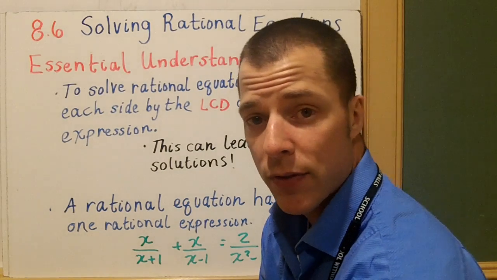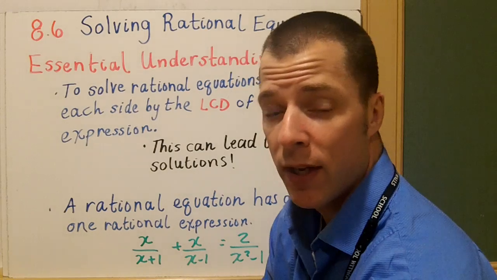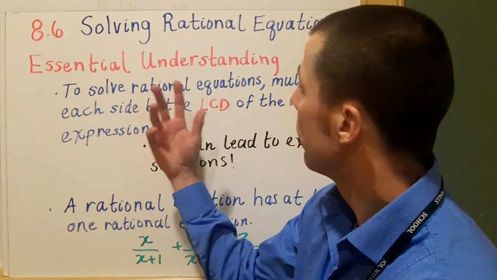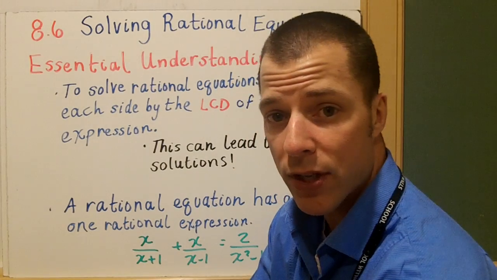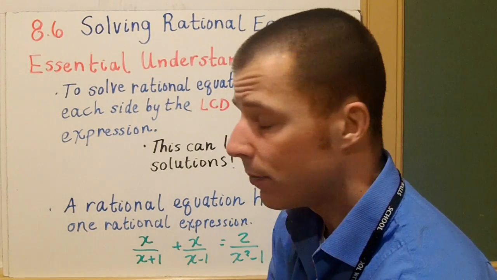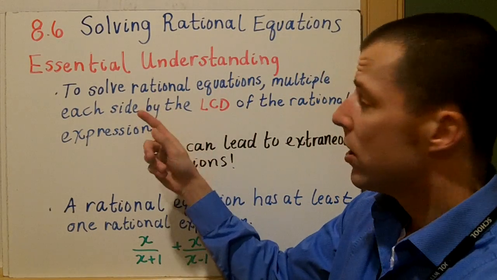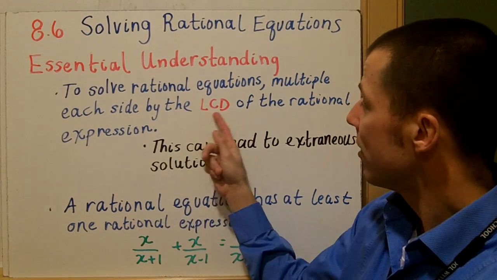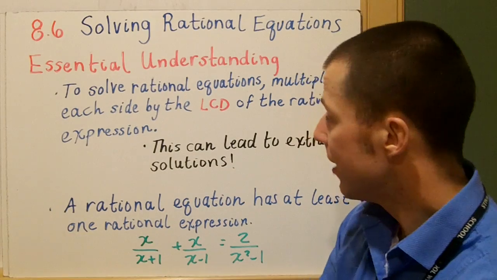So this whole chapter we've been talking about rational expressions, rational functions, how to graph them, how to simplify them by adding or subtracting, and now we're going to look at solving these rational equations, and we're going to use some of the information from previous sections to help us. So the essential understanding today is when you solve a rational equation, multiply each side by the LCD of the rational expression. Find that lowest common denominator.